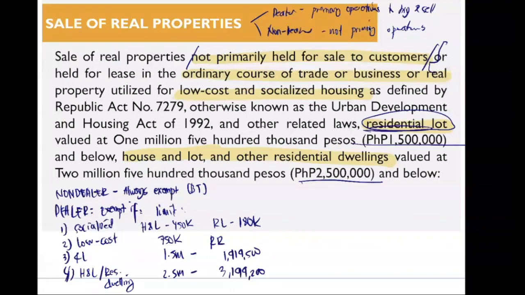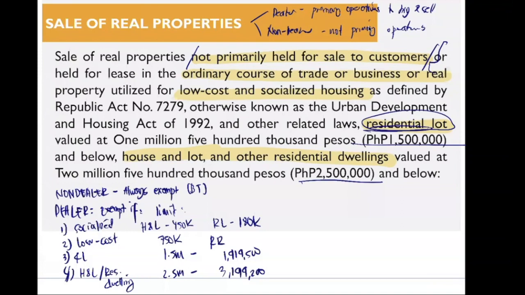So our limit, take note, although exempt siya, may limit siya. Ano yung limit? Socialized housing, for house and lot, 450,000. If that is residential lot, only 180,000. Low cost, 750,000. Residential lot, only 1.5 million. House and lot or residential dwelling, 3,199,200.